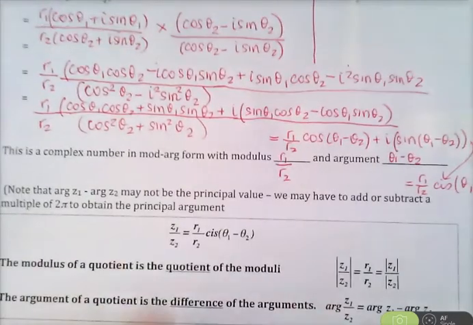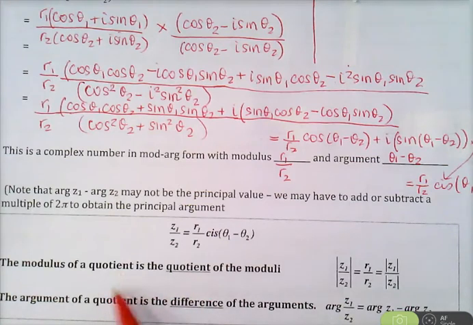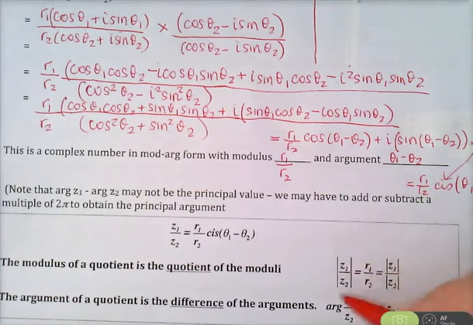So therefore, in summary here, dividing two complex numbers will give us that. The modulus will be the quotient or the division of the moduli. So the modulus of z1 over z2 is r1 over r2, which is the modulus of z1 over the modulus of z2. Notice this is the modulus of z1 over z2.